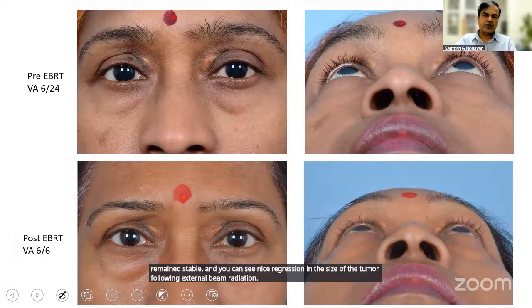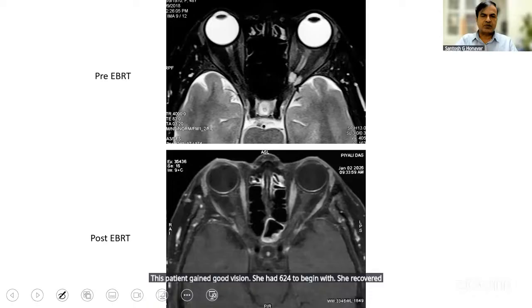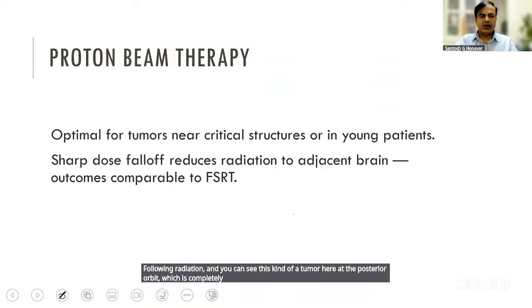This patient gained good vision. She had 6/24 to begin with. She recovered to 6/6 following radiation. And you can see this kind of a tumor here at the posterior orbit, which is completely resolved following radiation.